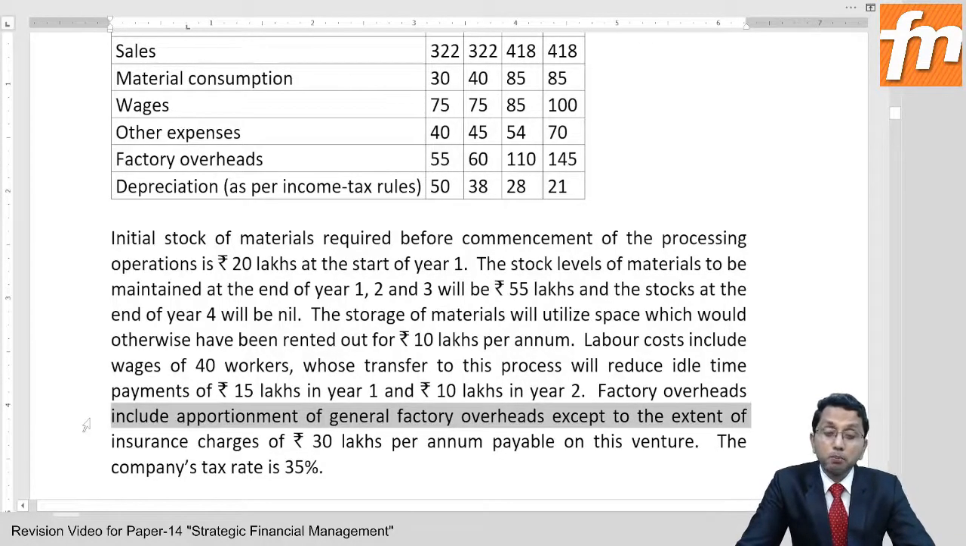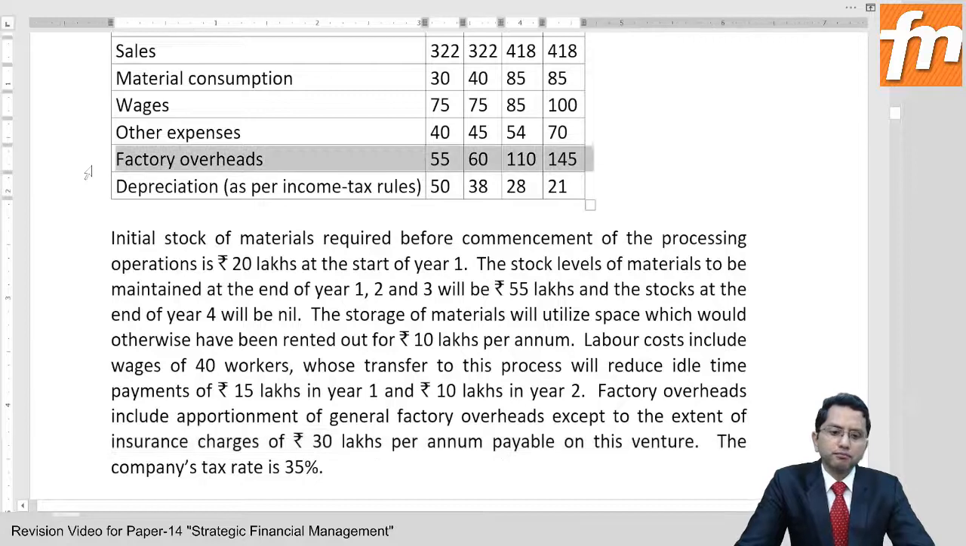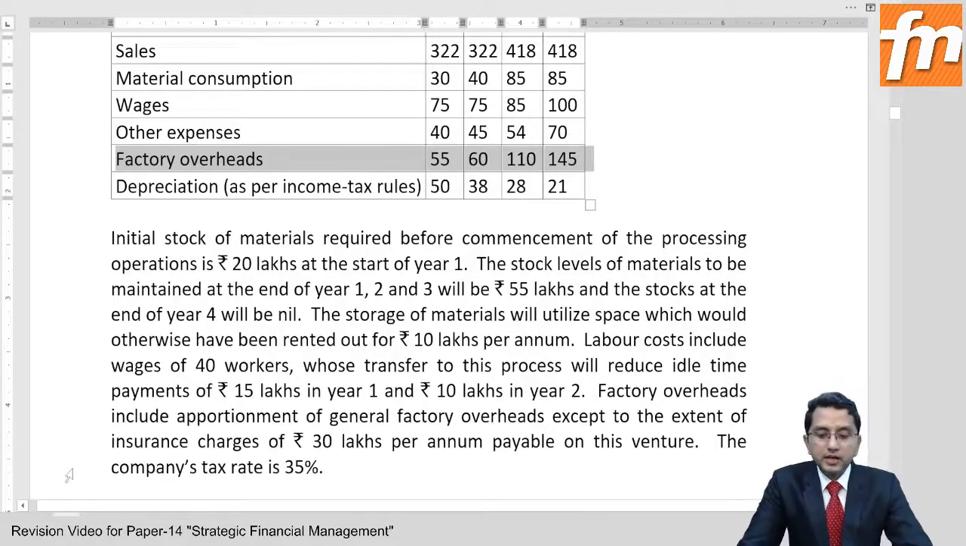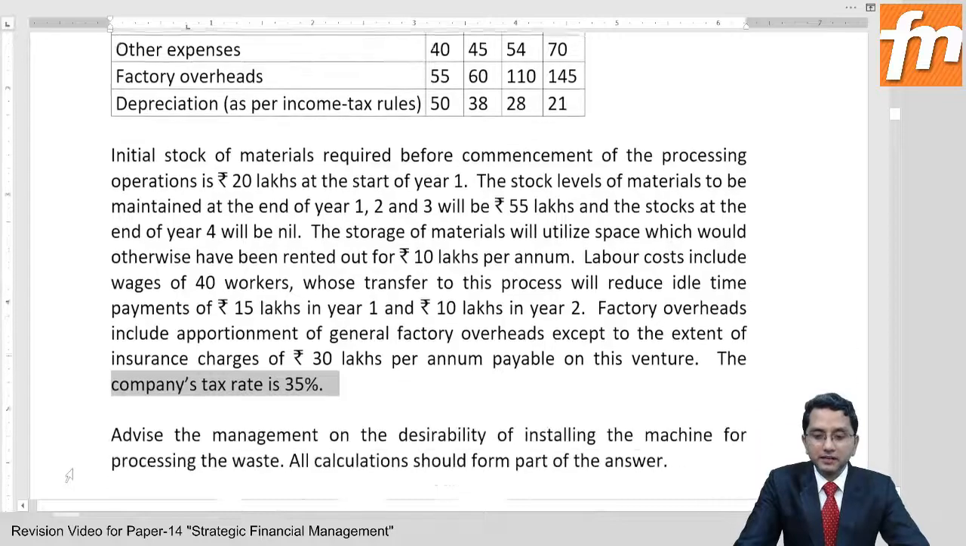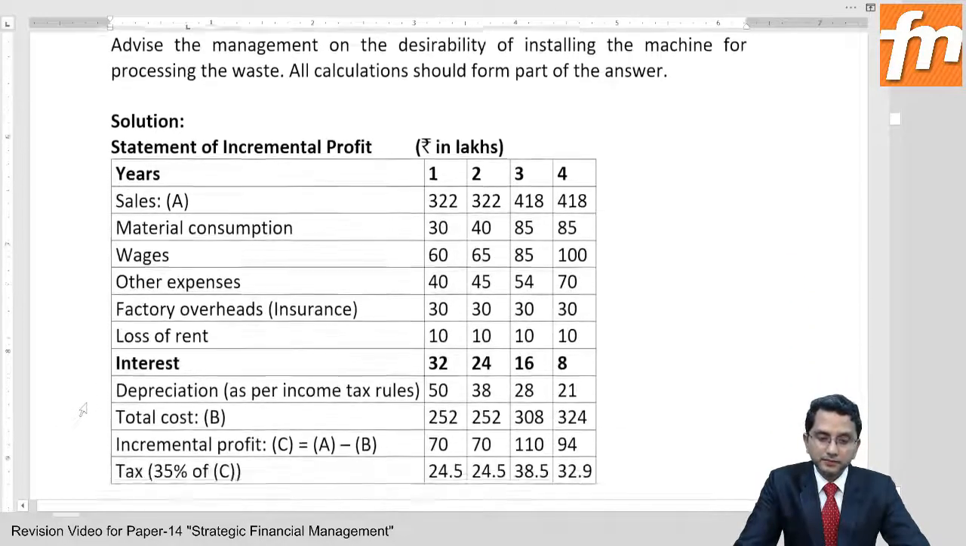Factory overhead include apportionment. We ignore allocation and apportionment of general factory overhead except to the extent of insurance charges of 30 lakh per annum on this venture. So entire factory overhead is just apportioned cost except insurance of 30 lakhs. So take 30, 30, 30 and 30 in 4 years. Income tax rate is 35%. That's fine. And you are required to give advice to the management.